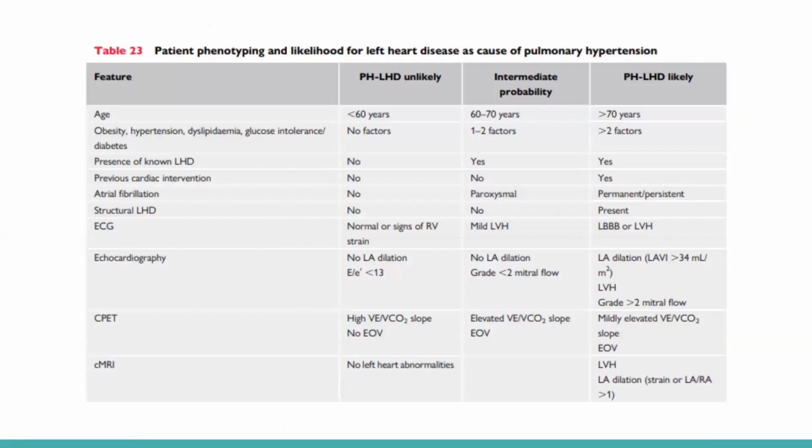We can see in column 3 pulmonary hypertension and the likelihood of it being because of left heart disease. The age of the patient is more than 70 years, and they are known to have comorbidities of more than 2, like obesity, hypertension, dyslipidemia, diabetes. Underlying left heart disease is present, a cardiac intervention has already happened, and there are arrhythmias like atrial fibrillation and structural left heart disease, with ECG showing LBBB and echo showing LA dilatation, LVH, etc.